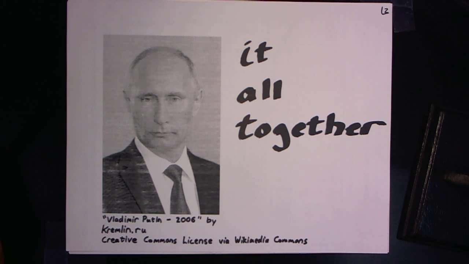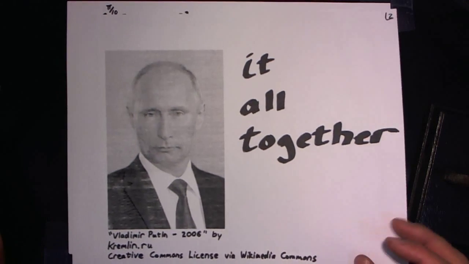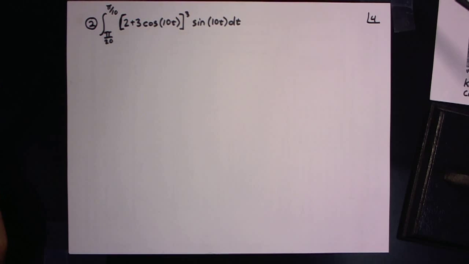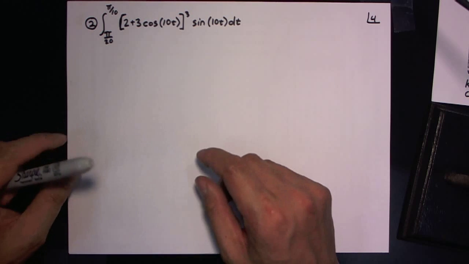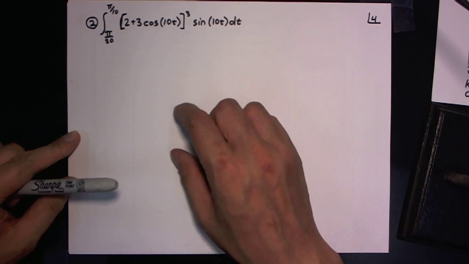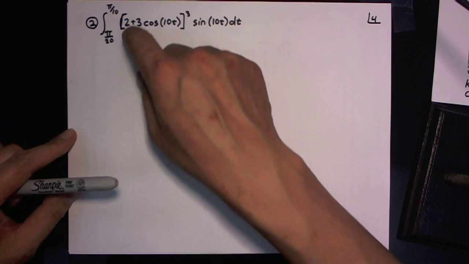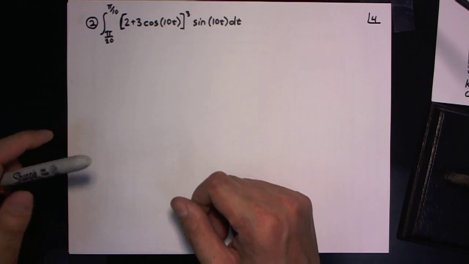Welcome to part 2 of the Putting It All Together video lesson. We're going to take a more complicated example now that involves a combination of u-substitutions, chain rule, and within the context of a definite integral.